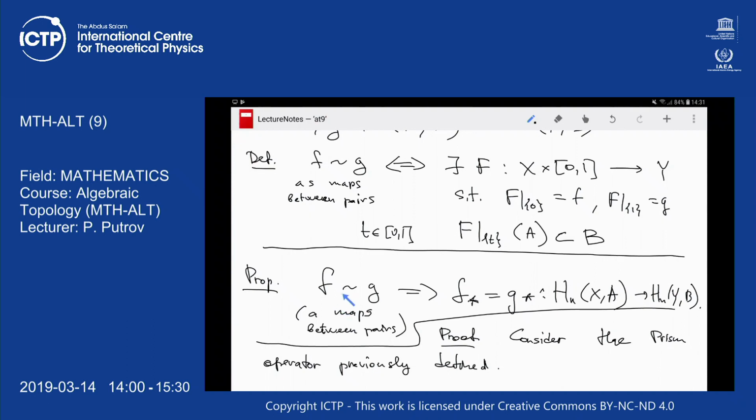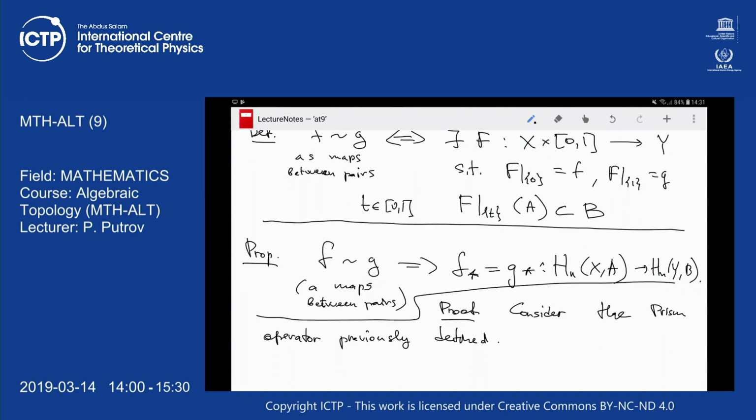So I can do this because, in particular, the maps between pairs I can consider as just a map from X to Y if I forget about M. And they will be homotopic also as just ordinary maps. So this was a prism operator, operator P acting on Cn of X and valued in Cn plus 1 of Y.